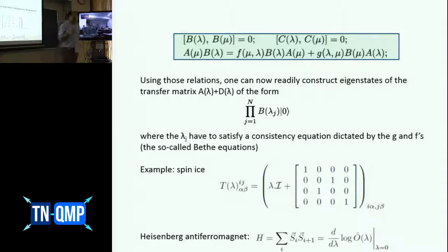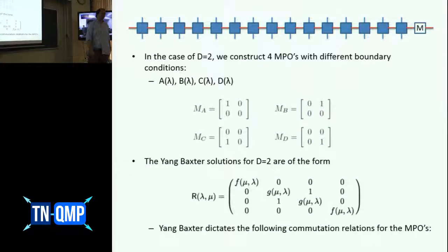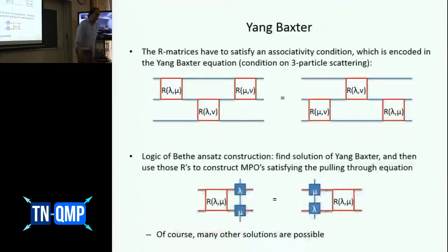But anyway, yes? Can you go back one, two slides probably? So again, how do you decide that R is this form? This is a set of solutions, where F and G are of course special functions, of the Yang-Baxter equations.